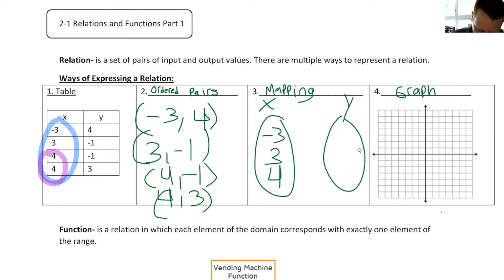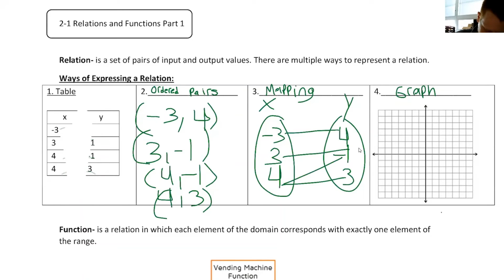And then we do the same for our Y values. So we're looking at our Y values. If we write those in, we got 4, we got -1. Like I said, I'm only going to put it one time. And then we got a 3. And then with the mapping, you want to connect the numbers that go together. Like -3 goes to 4, 3 goes to -1, 4 goes to -1, 4 goes to 3. Just how they're connected basically here.